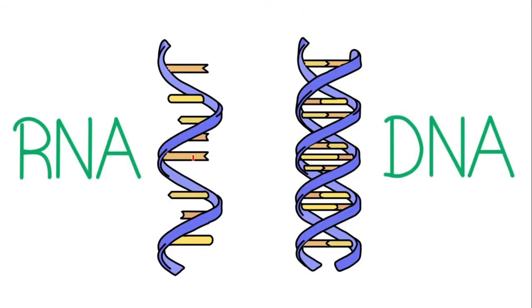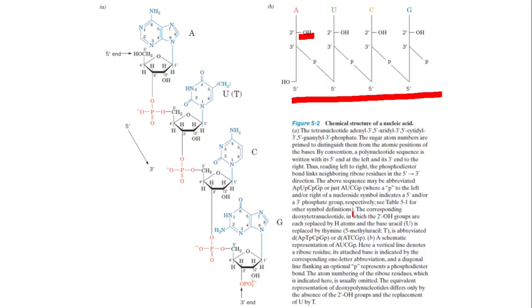RNA is usually a single-stranded molecule, while DNA is a double-stranded molecule, which means DNA consists of two strands running in opposite directions. How are these strands joined together? By means of the nitrogenous bases. Come to the point. See, this is a sugar phosphate backbone.